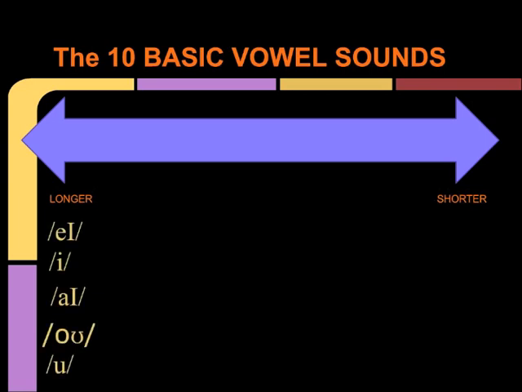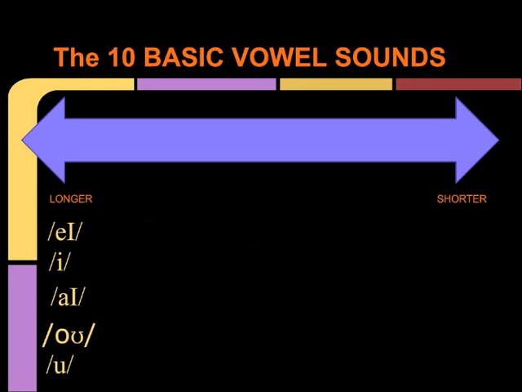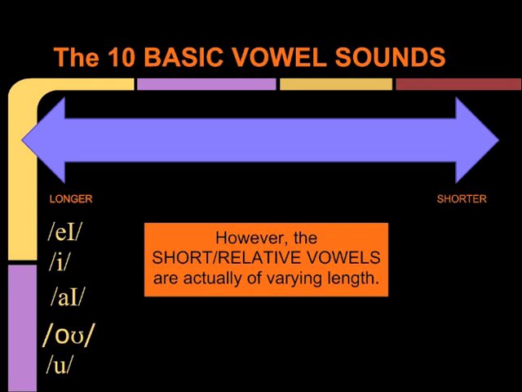So first off, the long vowel A, E, I, O, and U are thought of as basically the same length. They're all considered to be the longest sounds out of all of the vowels from the 10 basic vowel sounds. However, the short or relative vowels are actually of varying length.